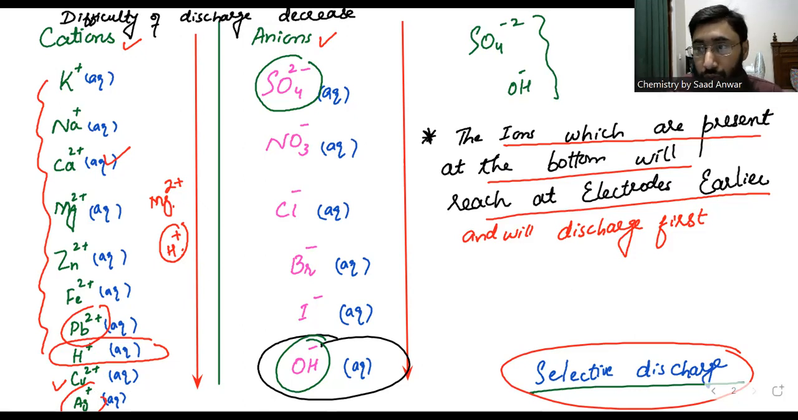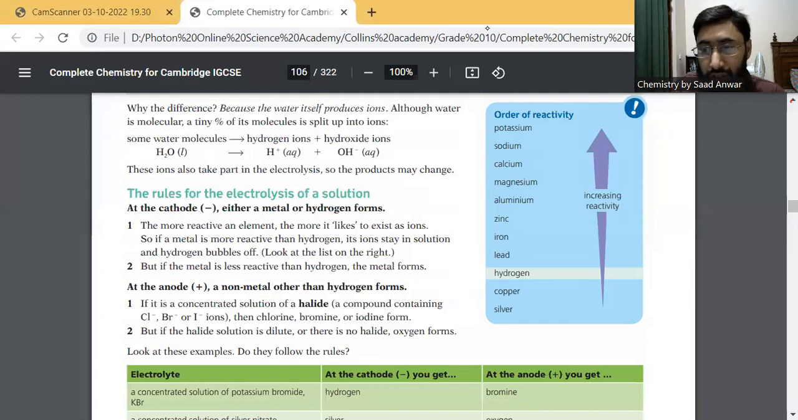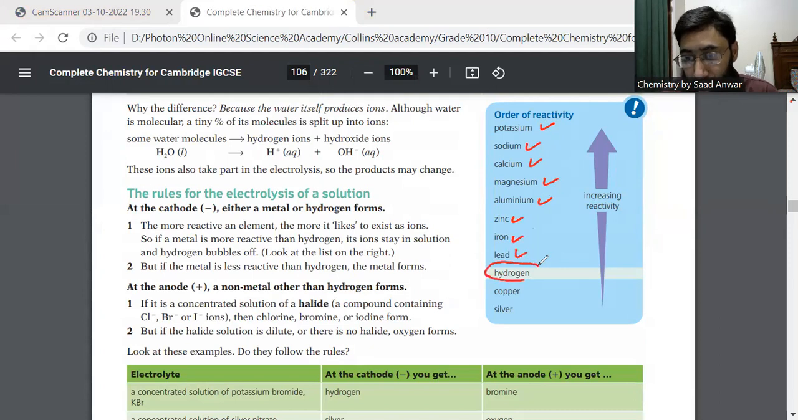The other way to predict which ions will reach the cathode earlier is that list, which is mentioned here as well. This list is according to reactivity. This is potassium ion, sodium ion, calcium ion, magnesium ion, aluminum ion, zinc ion, iron ion, lead ion, and this is the hydrogen ion, this is the copper, and this is the silver. Increasing reactivity. It means reactivity is increasing from bottom to top. This is reactivity, don't get confused, guys.